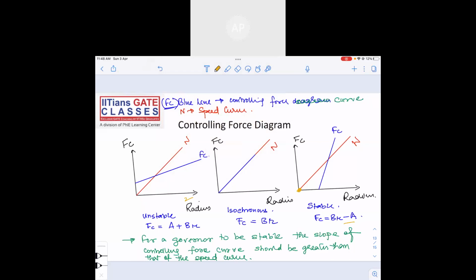So you might be given four equations, and you might be asked which of the following is the equation of a stable governor, unstable governor, or isochronous governor. Or you might be given the diagrams, and you might be asked which of the following is representing a stable governor, unstable governor, or isochronous governor. I hope it is clear to you now.